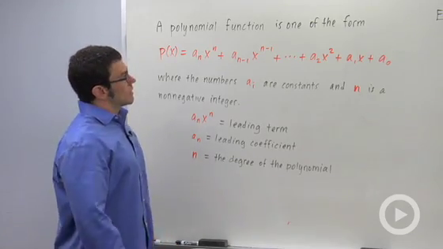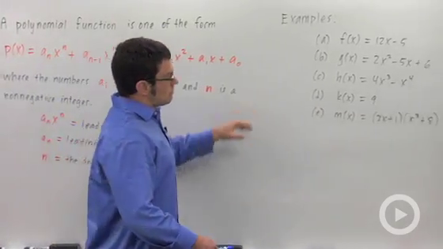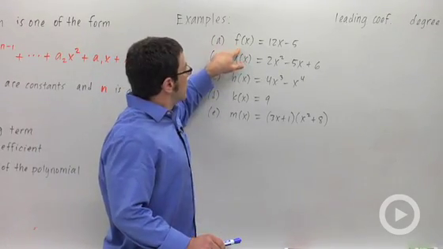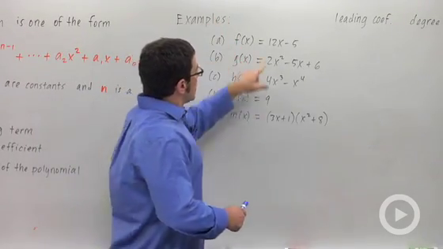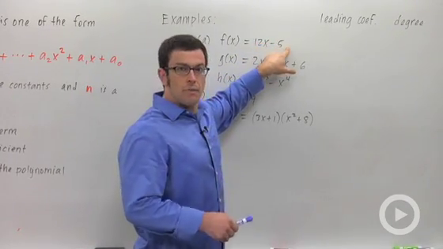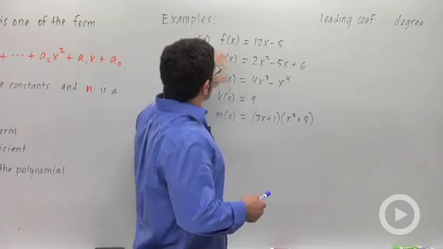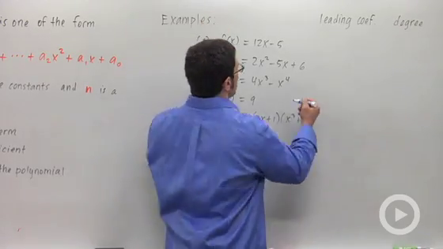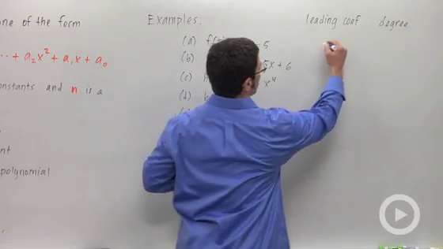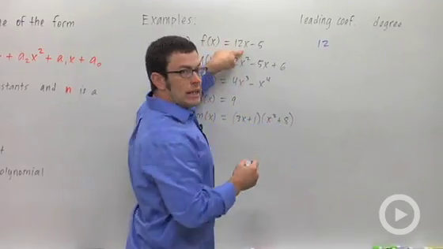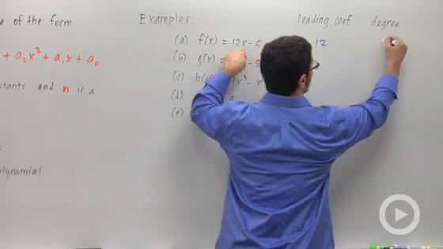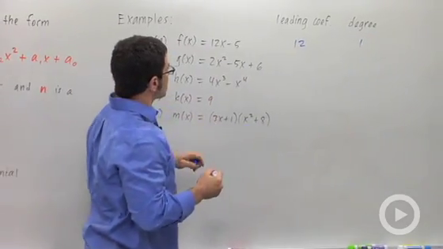So let's take a look at some examples. I got 5 examples here. f of x equals 12x minus 5. This is a polynomial, right? Constant times x to the power 1 minus constant times x to the power 0. The leading term is 12x, so the leading coefficient is 12. And the degree, that's the highest power of x, is 1. So this is a degree 1 polynomial.